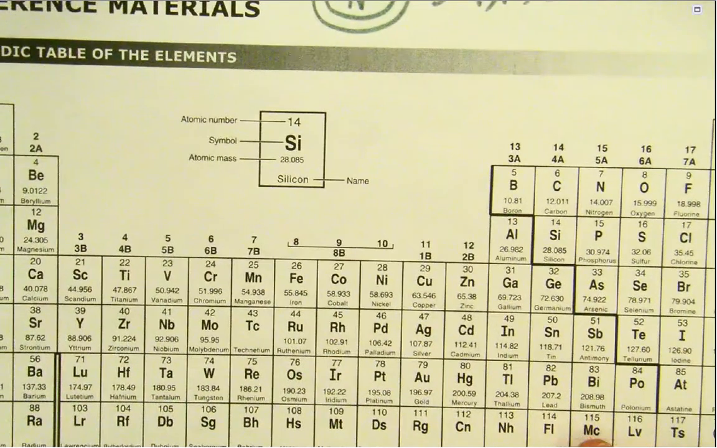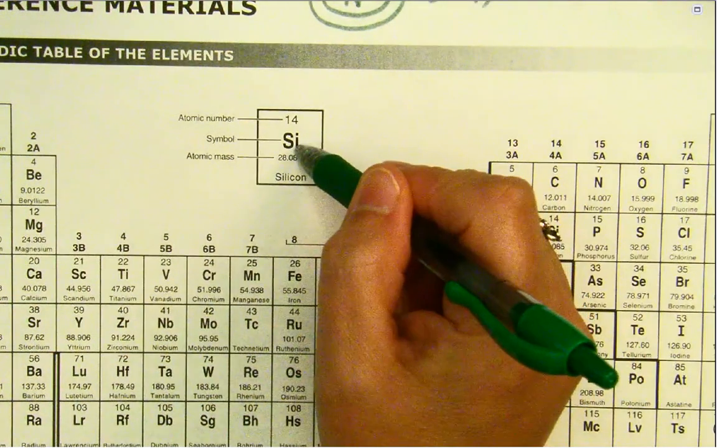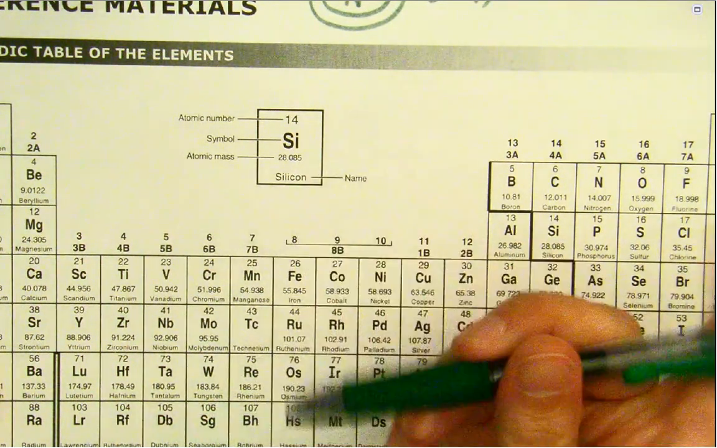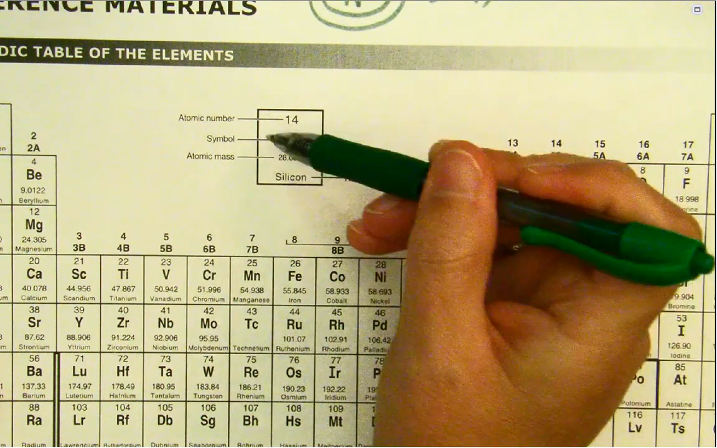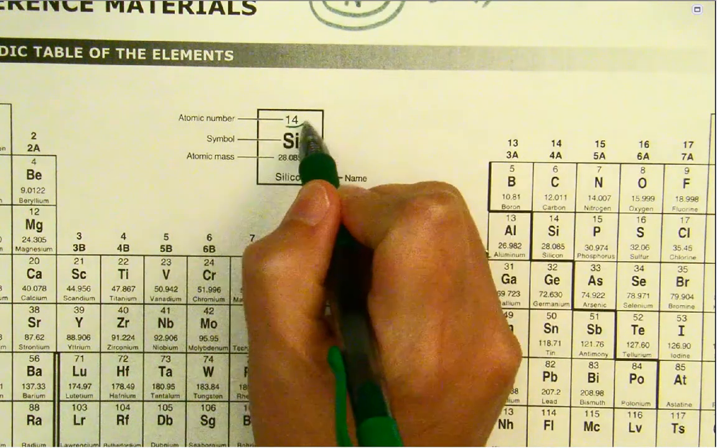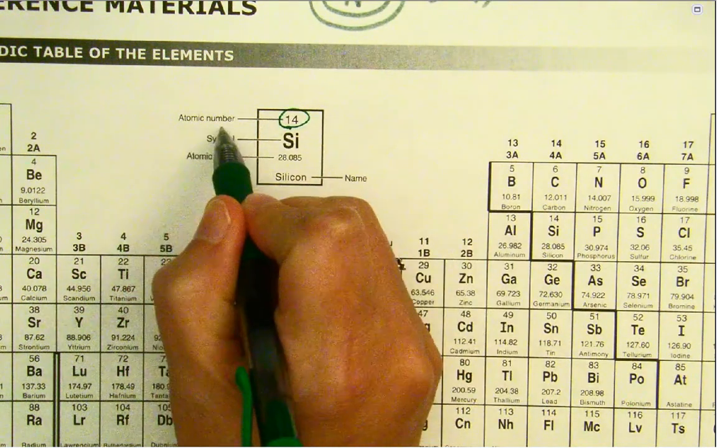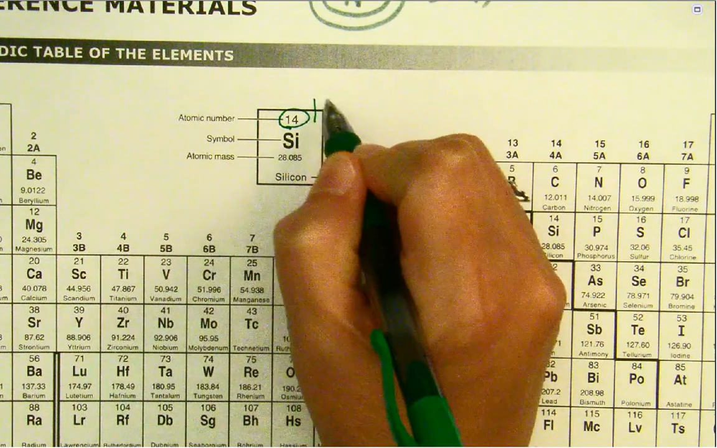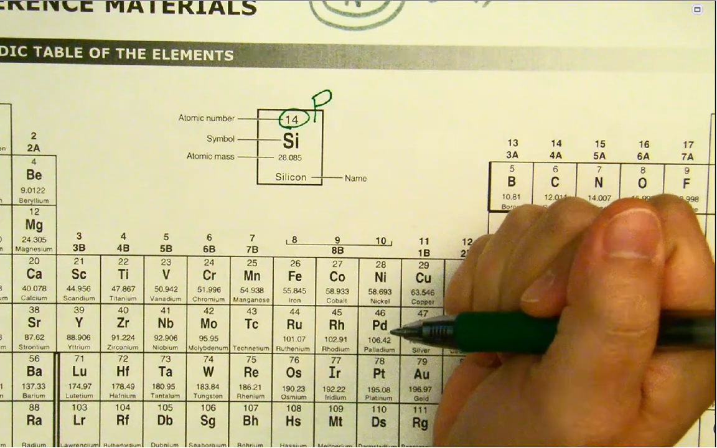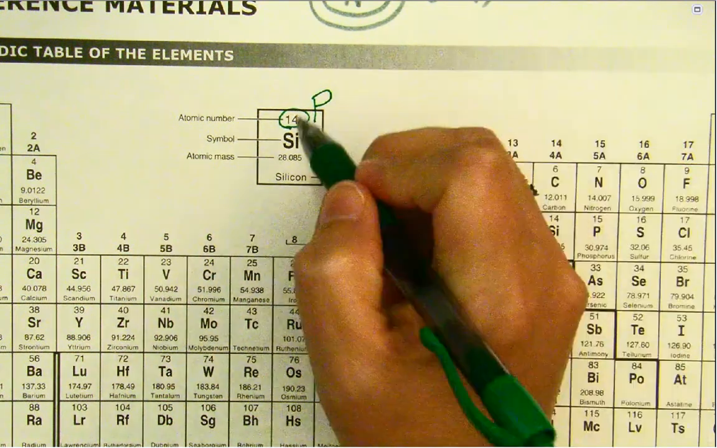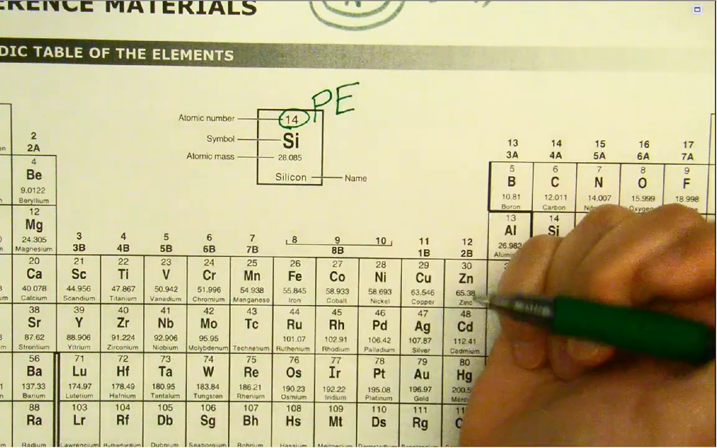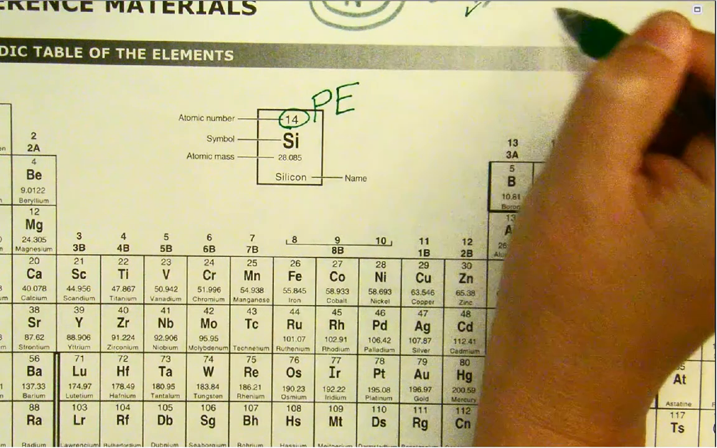Okay, so the first thing I want to point out to you is this example up here. This is silicon, it's right here on the periodic table. This is an example of what every element box has in this periodic table. There's always a number on top. This is called the atomic number. And this tells us how many protons are in an atom. And in 8th grade, you're only going to learn about stable atoms. So this number tells us how many protons and how many electrons are in an atom.